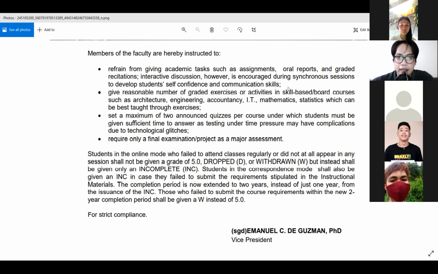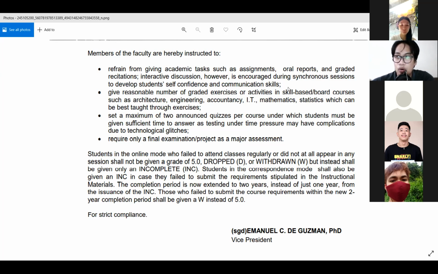Give reasonable number of graded exercises or activities in skill-based. So architecture, engineering, accountancy, IT. So may mga iba talagang courses na it's inevitable to provide graded exercises. Set a maximum of 2 announced quiz per course. So dalawa lang yung major test natin. Maximum of 2 announced quizzes. So ano to? Midterm and finals. So dalawa lang. Hindi pwedeng lumampas sa dalawang major exam.